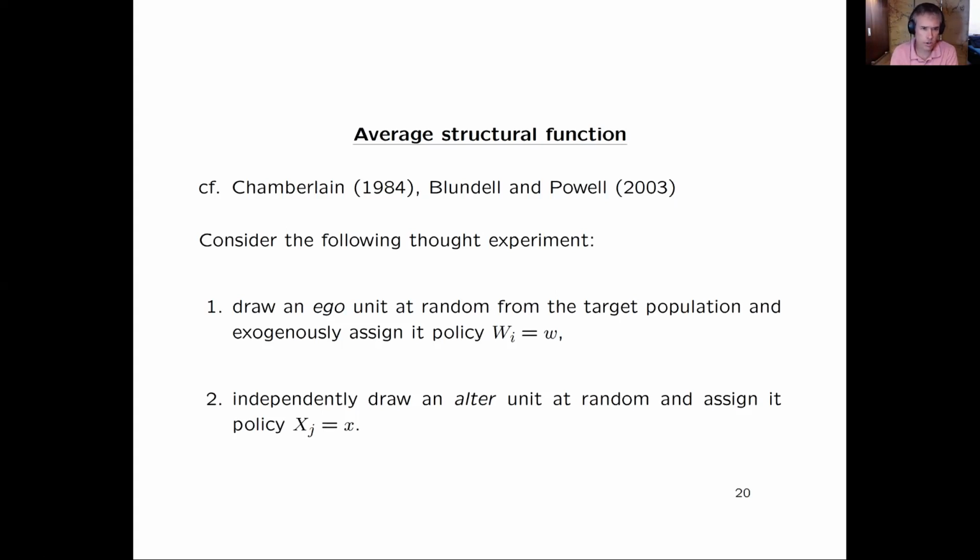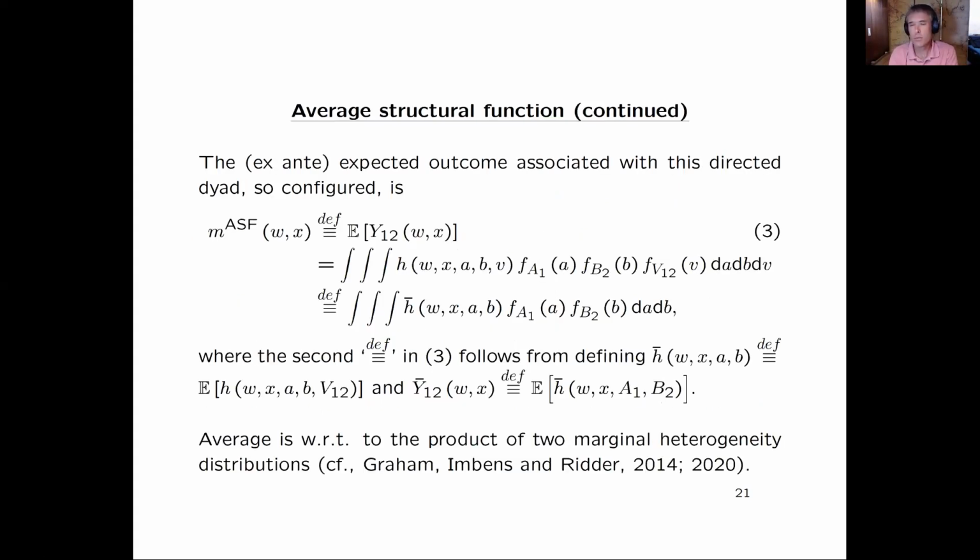So this is a thought experiment. We draw an ego unit at random. In this case, it's an exporter, and assign it policy little w. And then we independently draw an alter unit, an importer, and assign it policy little x. And the expected outcome associated with this dyad formed in this particular way is what I'll call the average structural function. Okay, and here's a bunch of integrals which define it.